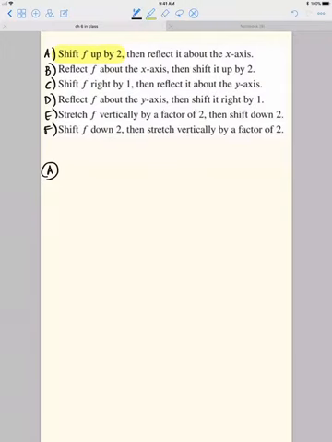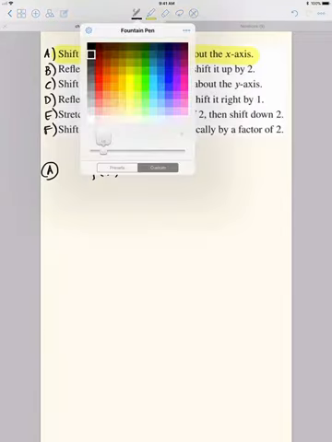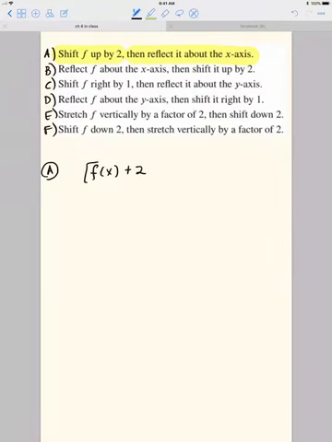So we have some function f of x. In order for it to go up by 2, we have to take the function and add 2 at the end. Okay? Then the next thing it has us do is reflect it about the x-axis. Now when you do that, it makes the entire function negative. So we have to make this entire function negative, because it says first we shift it up by 2 and then we reflect that about the x-axis.